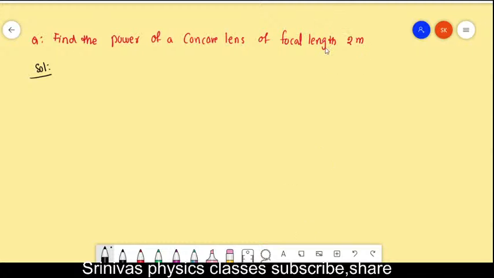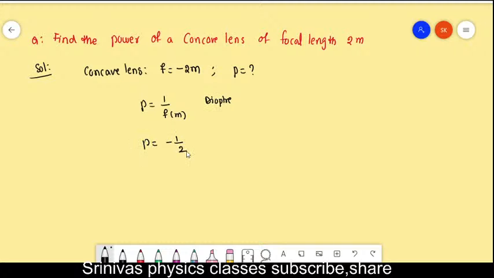Yes, the focal length they give is 2 meters, right? But in the solution, this is a concave lens. In case of a concave lens, according to sign convention rules, the focal length is negative, that means minus 2 meters. They are asking to find the power of the lens. What is the formula for the power of the lens? That is 1 by f, but f should be in meters, and the power you will get in diopters. Is it right? Very simple question, right? Then 1 by f is 1 by minus 2 diopters. Then the power we get is minus 0.5 diopters, right? Completed.